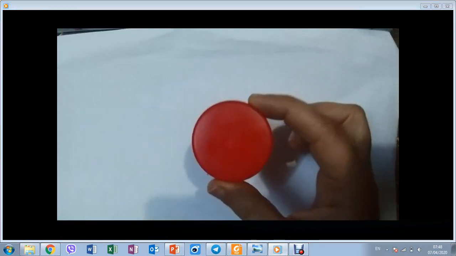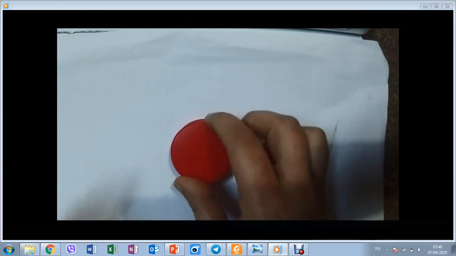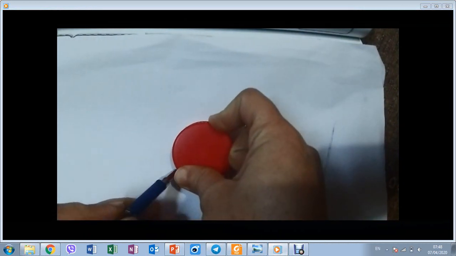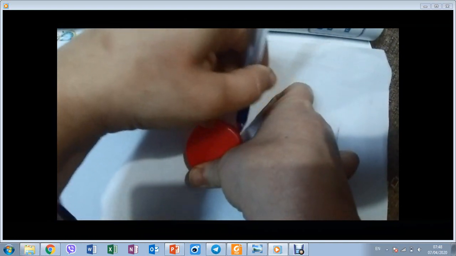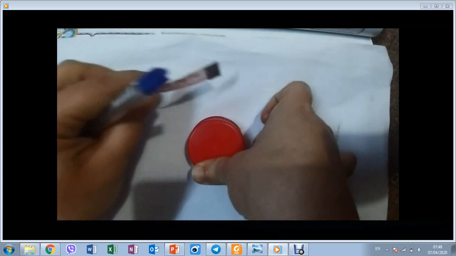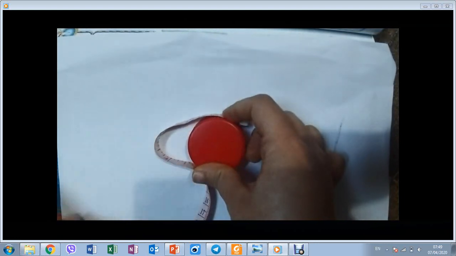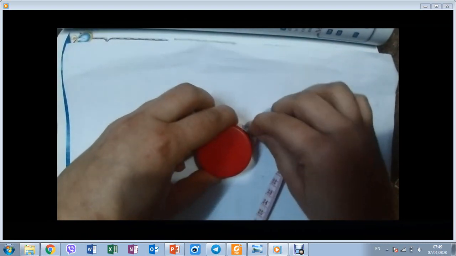We have this model. This red one is the model, and I have a metric string. Now I draw a circle. I measure the circumference first, and after that the diameter. Okay, I draw the circle. After that I measure the circumference, by this way.